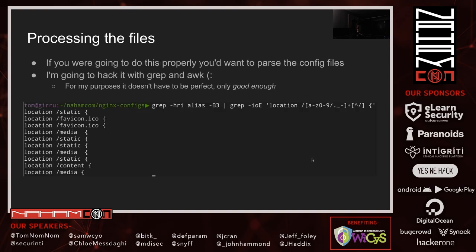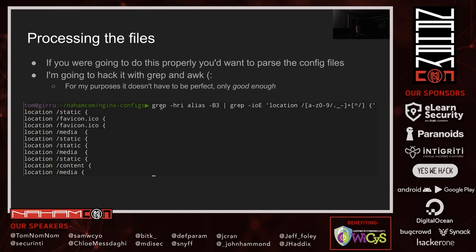Once we've got them though, we need to process them somehow. And ideally we would use an actual parser that understands the grammar and syntax of nginx config files, but that sounds quite difficult. So here I'm going to hack it with grep and awk instead. And for my purposes, it doesn't have to be perfect. I'm going to miss some of these paths. That's okay. I don't mind. I just want a half decent list that's going to increase my chances of finding something interesting.